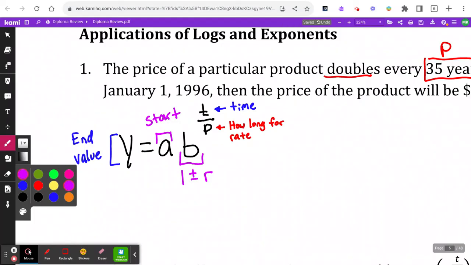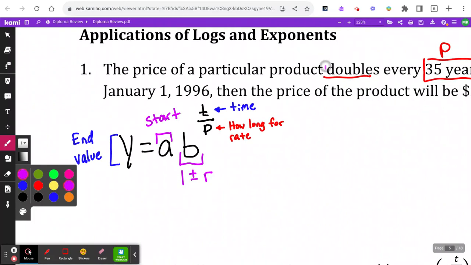Now, if they give you a rate, then you just put it into that little formula, 1 plus the rate. So if it goes up 10%, you'd go 1 plus 0.1. This one said that it doubles, which throws people for a loop. Doubles means 100% growth. If I have $5 and I have 100% growth, my money doubles to $10. So this is 1 plus 1, because the rate is 100%.